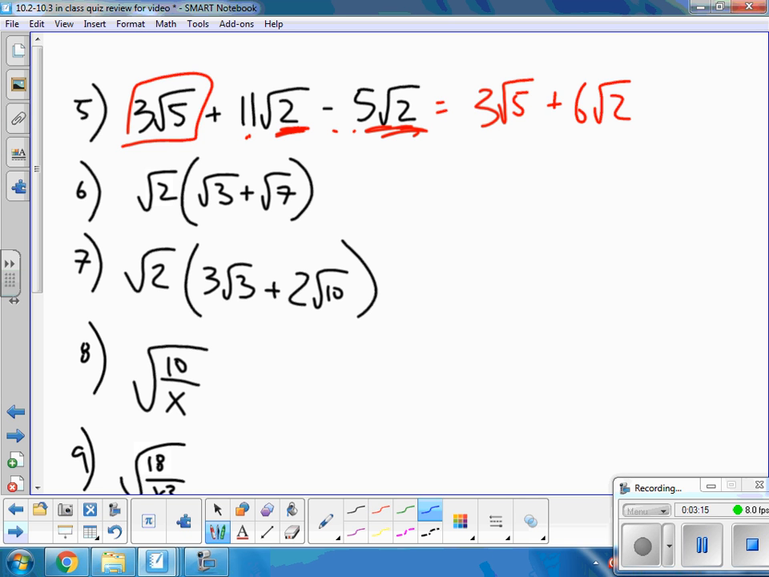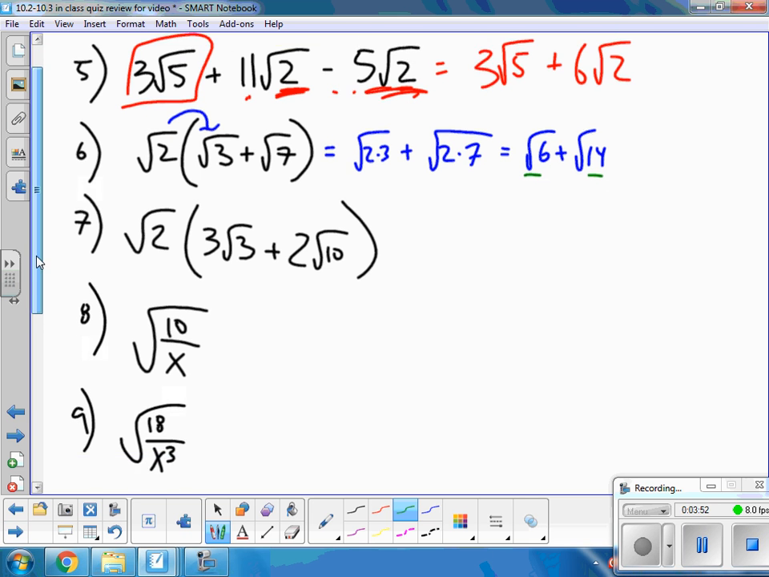Number 6 is a distribution one, so it's the square root of 2 times the square root of 3. So that's what this looks like: the square root of 2 times the square root of 3, and then plus the square root of 2 times the square root of 7. So that ends up equaling the square root of 6 plus the square root of 14. Now these are not common radicals, so I cannot bring them together, and I cannot factor the 6 or the 14 anymore, at least with a perfect square. And that's what I'm looking for to help me out.